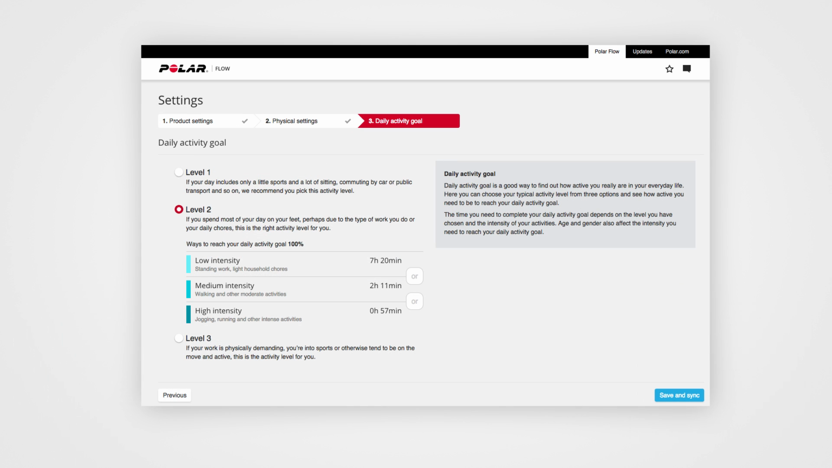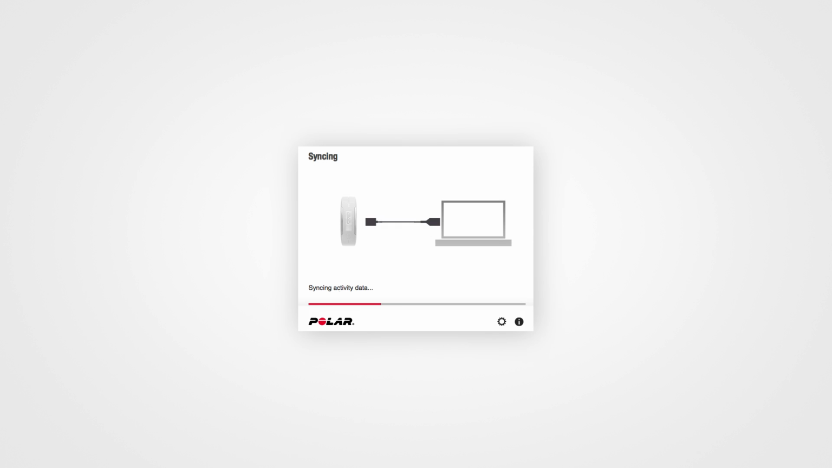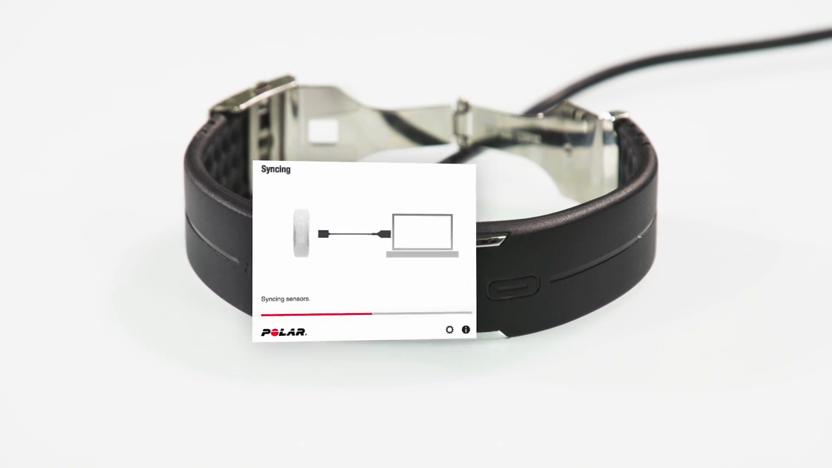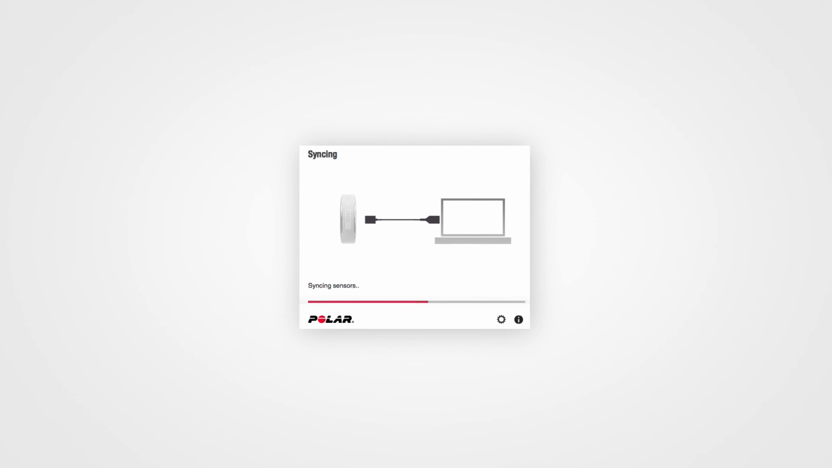When you're finished, FlowSync starts syncing. Wait until syncing is completed before unplugging your Polar Loop 2. FlowSync makes sure that your Loop 2 is up to date. To enjoy Polar Loop 2 at its best, please update the software whenever FlowSync offers it.